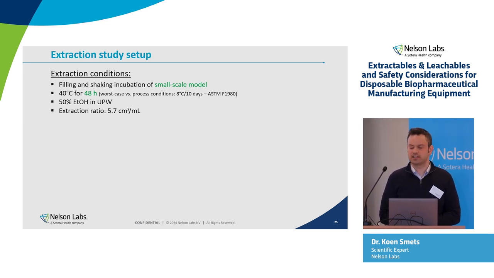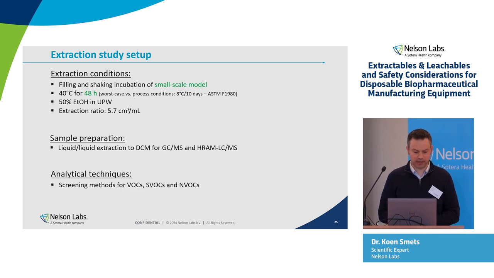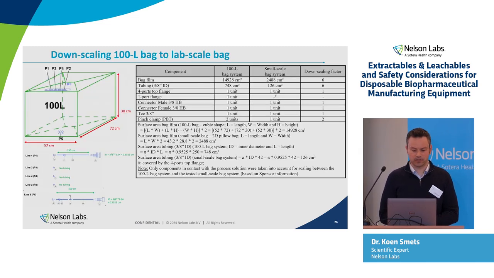Extraction solvent was 50% ethanol and water again. This was also a worst case compared to the process solution, up to 12% of organic content, neutral pH. And the extraction ratio was close to 6. We went with a little bit lower because we wanted to make sure that the extraction solution was in full contact with all contact materials of the bag system that we had made from the process scale bag system. Doing the sample preparation, we could then do the analytical screening methods for volatile, semi-volatile, and non-volatile organic compounds.